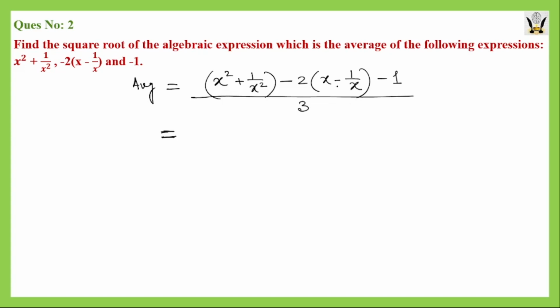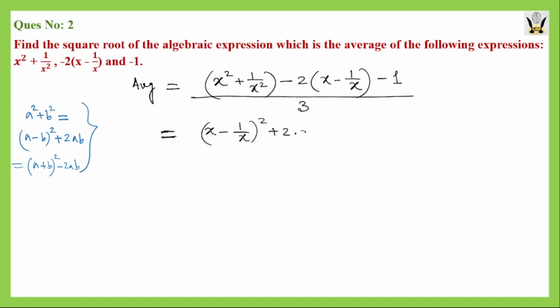Since here we have x minus 1 by x, we will use this identity. Otherwise, we know that this can be equal to (a plus b) whole square minus 2ab as well. So the first term, x square plus 1 by x square, as per this identity, can be written as (x minus 1 by x) whole square plus 2ab.